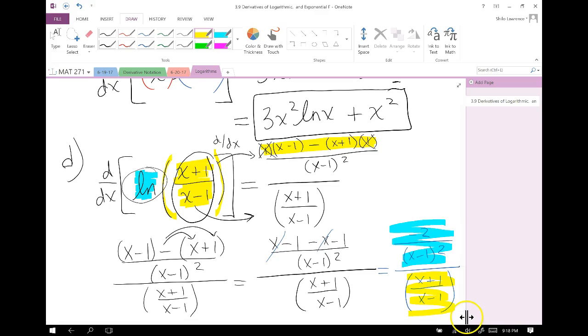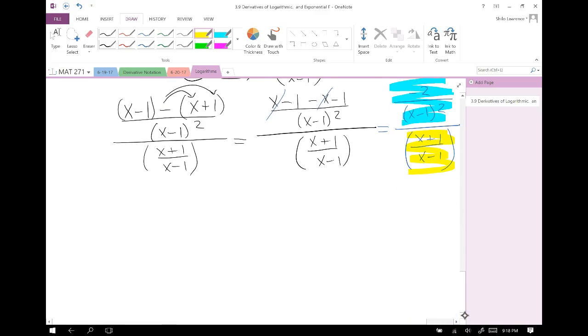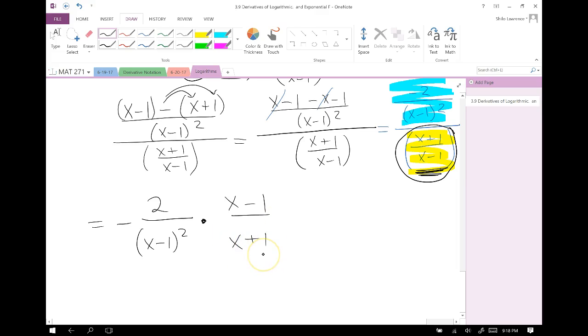But we don't want to leave it like this. This is a complex fraction. So the last thing we could do to fix this complex fraction is instead of dividing by a fraction, we will flip and multiply. So we've got our top fraction of negative 2 over x minus 1 squared. Instead of dividing by this one, we will flip and multiply. So times x minus 1 over x plus 1.